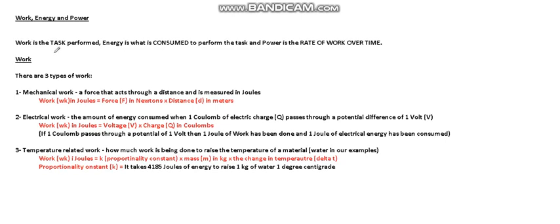So we'll start off with work. Work is a task performed. Energy is what is consumed to perform the task, and power is a rate of work over time. So if we start off looking at work, there are three types of work.